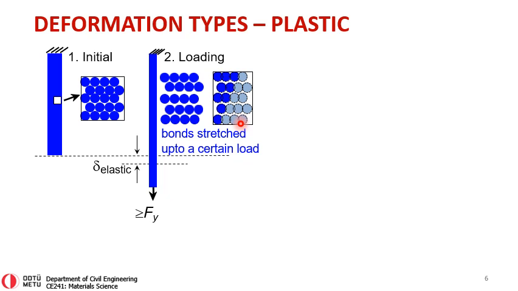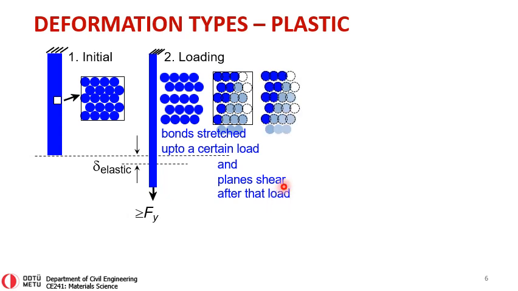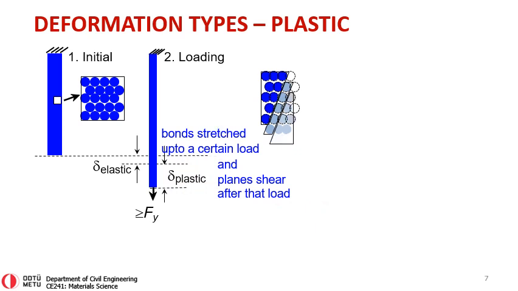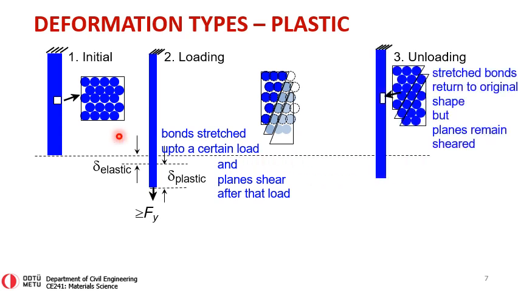But what will happen is that as the load increases, sometimes these atoms will slide down or will shear, what we call, on a certain plane, along a certain direction. And if you were to continue increasing that load, what will happen is that that shearing will further continue. So this type of deformation is called a plastic deformation, and the deformations will take place along these shearing planes. So this is a plastic deformation. So what's the difference? When you unload it, now let's look at what's going to happen. Well, what's going to happen is that the stretched bonds will return back to their original shape, but the planes will remain sheared.